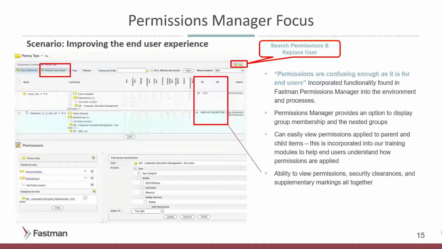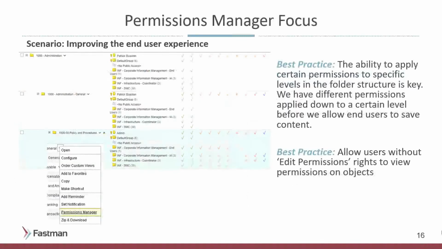Another example, the ability to apply certain permissions to specific items in a folder structure. So, for example, if you just want to apply read-only or see contents to a certain group on certain items in your structure, you can do that very selectively with Permissions Manager. You don't have to go through the standard model of saying, apply it to this and push it all the way down.